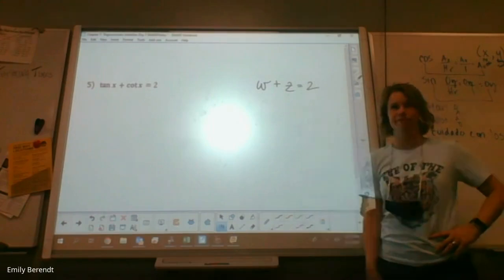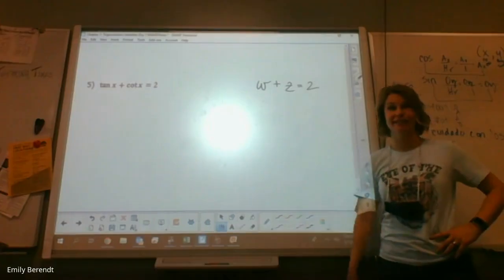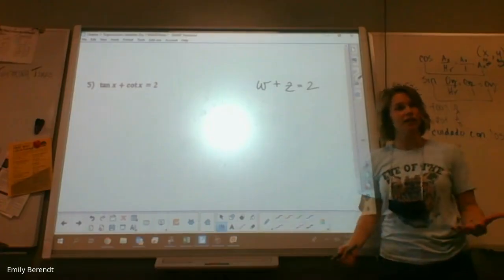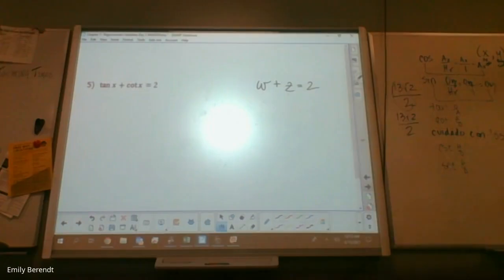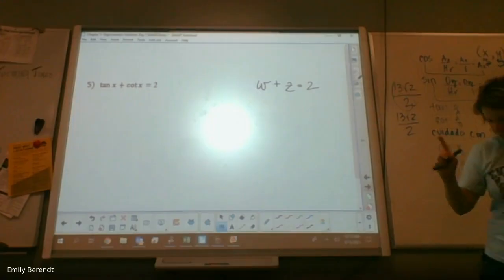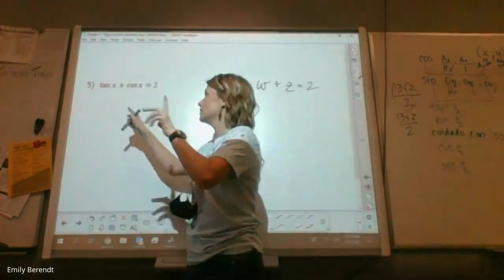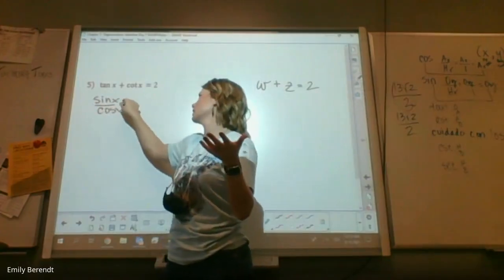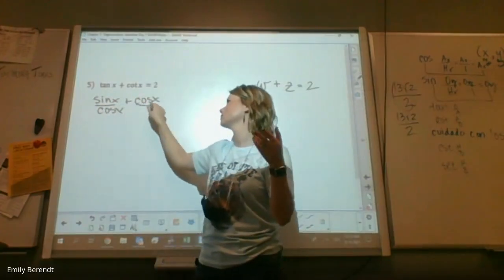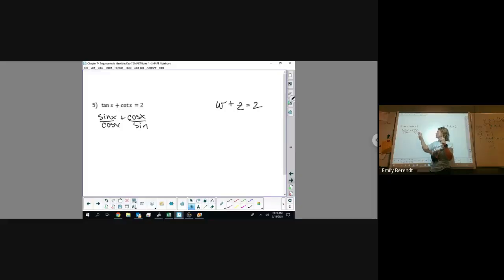Can you factor that? You don't get to say, oh, we're done. To be able to factor, what do you have to have? You have to have like terms. You have to have something in common. What you thinking, Roger? We could do quotient. Okay, and here's the deal with quotient. Don't write this down, but let's talk. Tangent is sine over cosine, right? Plus a cosine over a sine.